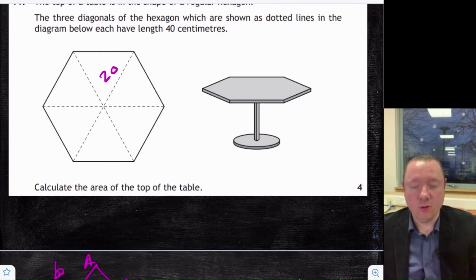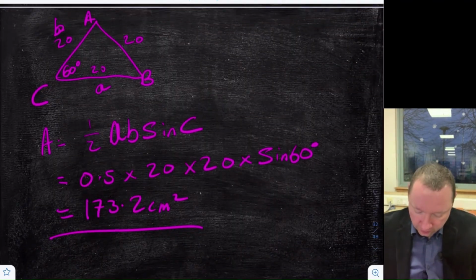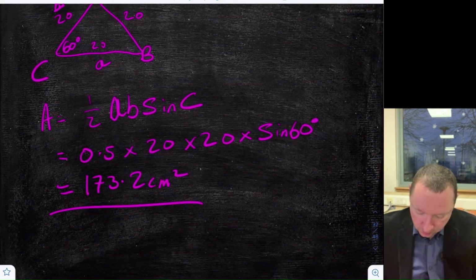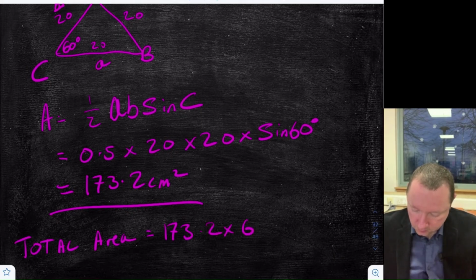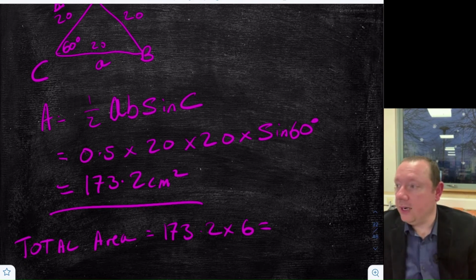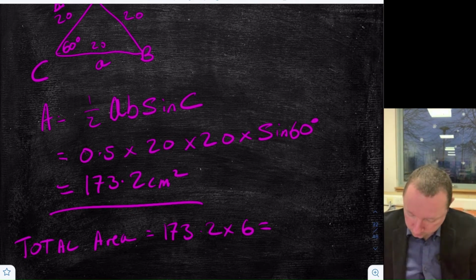But if we go back to the original question, you'll notice that there's 1, 2, 3, 4, 5, 6 triangles in there. So our total area, we need to times that by 6. We get 1039.2 centimetres squared for our final answer.